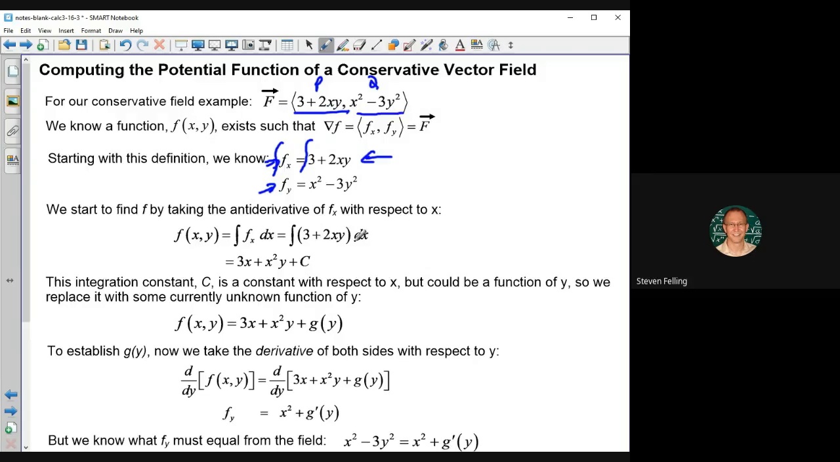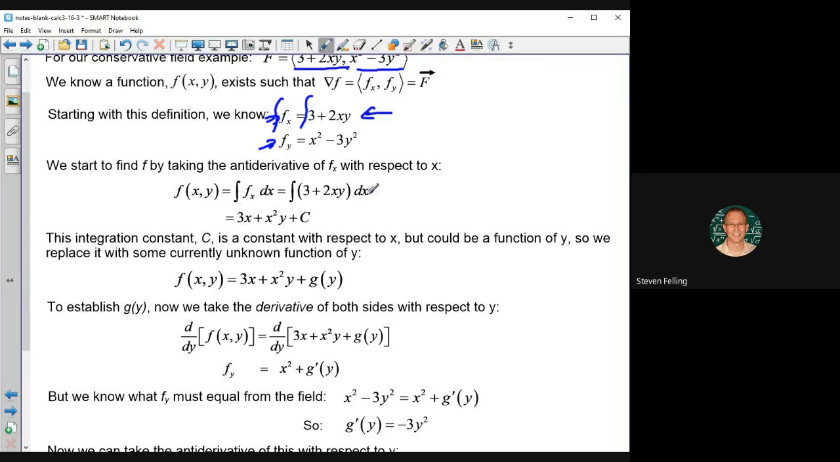And we can compute this antiderivative. So this would be 3x plus x squared y plus some constant. Now that constant has to be a constant with respect to x, but it actually could be a function of y. Like if this was, say, y squared, when we took the derivative of this, we would get 0, same as if this was just the constant 3. So for the integration constant, instead of just reporting that as a c, we're going to say that that integration constant could be any function of y, including just a c. So we'll call that function g of y.